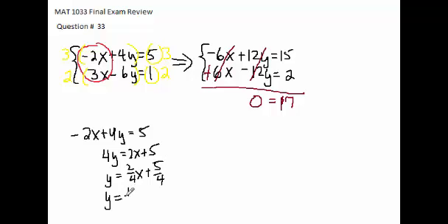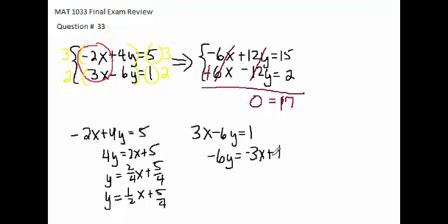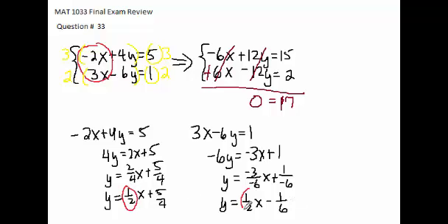We end up in simplest form with y equals 1/2 x plus 5/4. That's equation 1. And equation 2, I'm going to do the same thing. I'm curious to see which of the special circumstances we have: either a set of parallel lines or exactly the same line. If I simplify here, that's 1/2 x minus 1/6. If you notice, the slopes are exactly the same, the y-intercepts are different, so these lines are parallel.